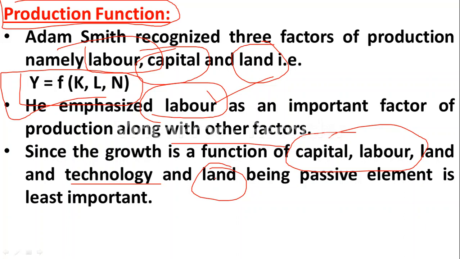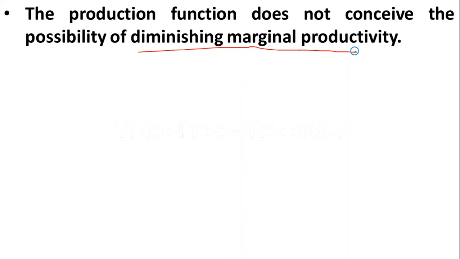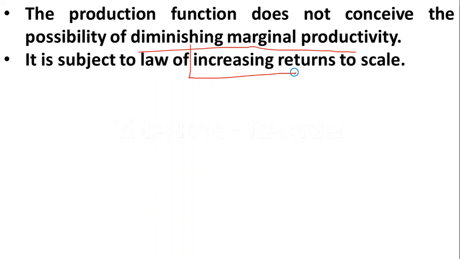The people who are working in the land, who are producing in the land, they are laborers. For labor, he has given more importance, and in his view, land is a passive element. So the production function does not conceive the possibility of diminishing marginal productivity, and it is subject to the law of increasing returns. Adam Smith believed in increasing returns to scale.